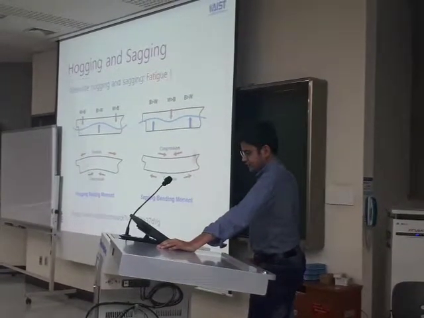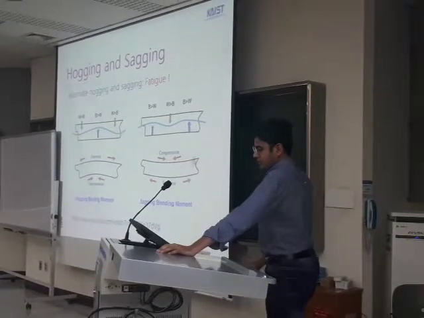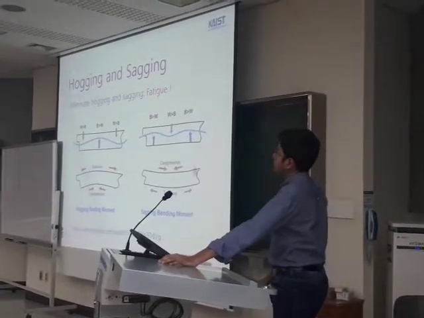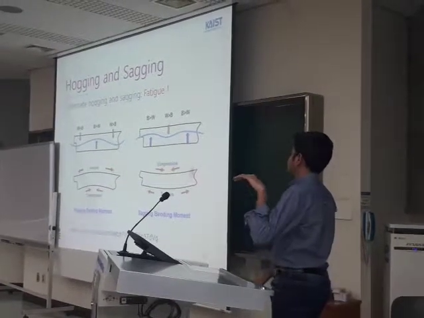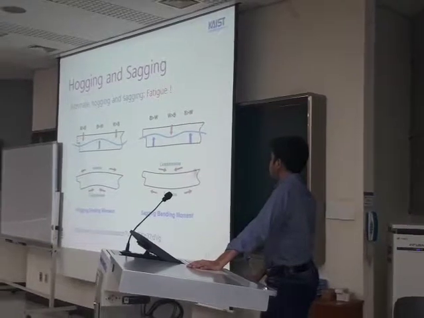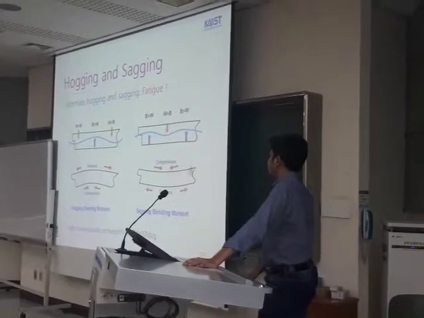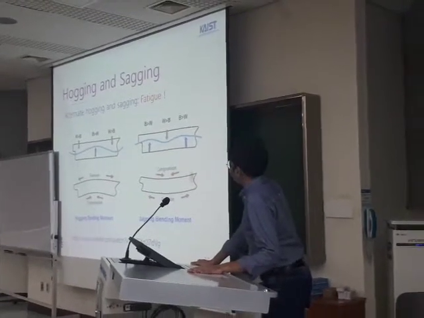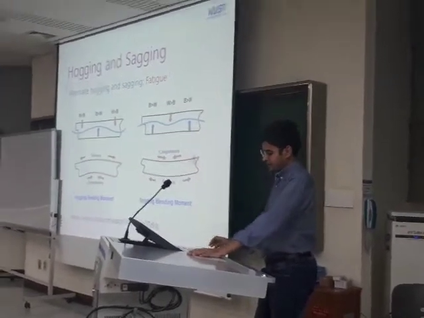So hogging and sagging I have explained, but it is not happening just one time. Since the ship is traveling through the water and it is continuously encountering waves, hogging and sagging is happening all the time, and this leads to the fatigue of the structural elements.